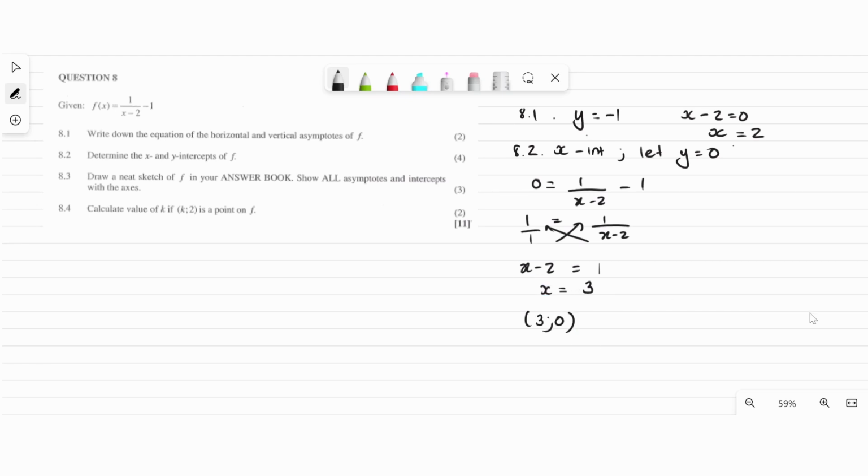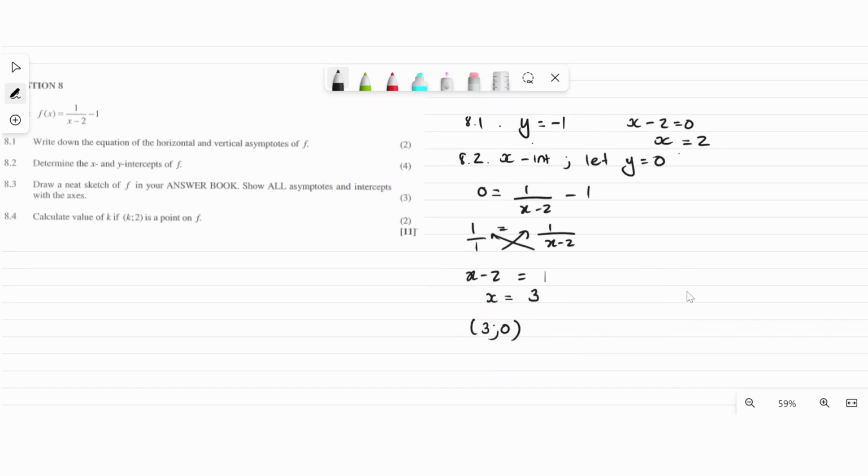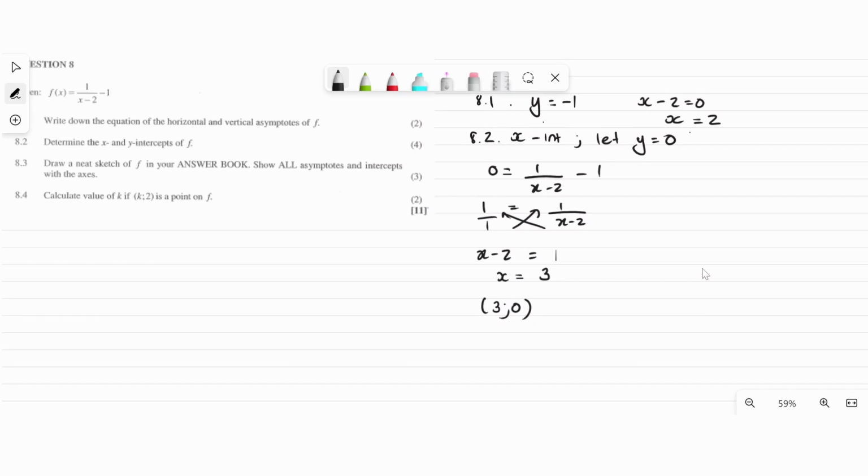So now moving on to finding the y-intercept. You're going to say y-intercept, then let x equal 0. So in our function here, wherever we see x, we substitute 0. So y is equal to 1 divided by 0 minus 2, minus 1. I changed the f of x into y.